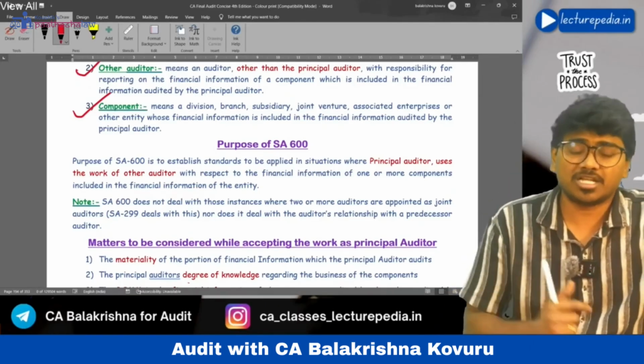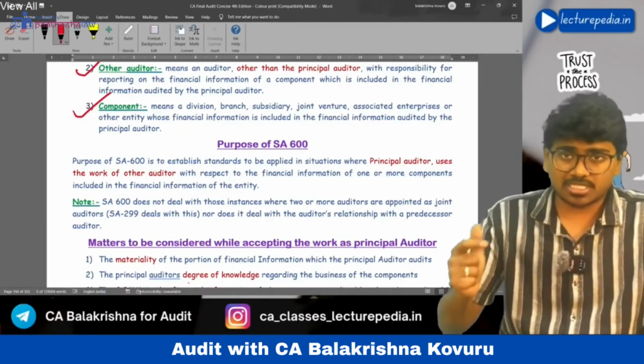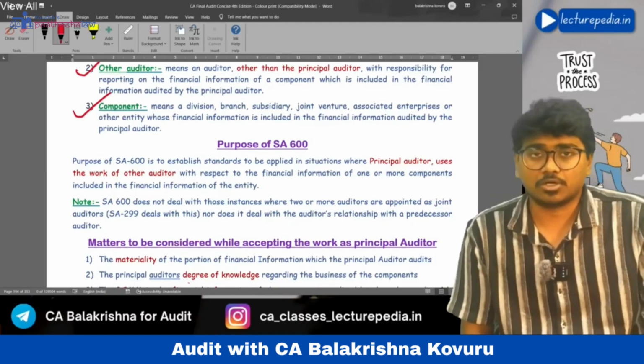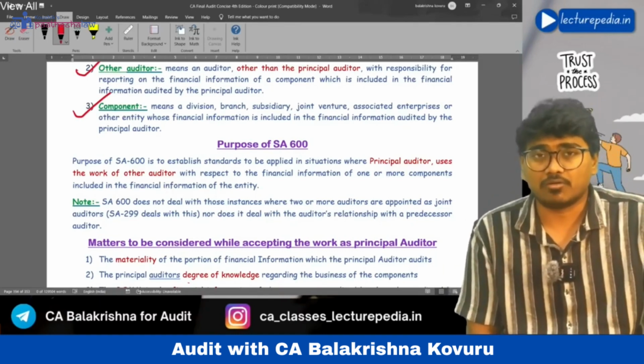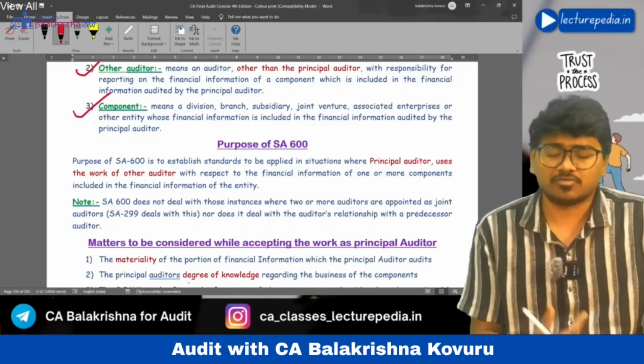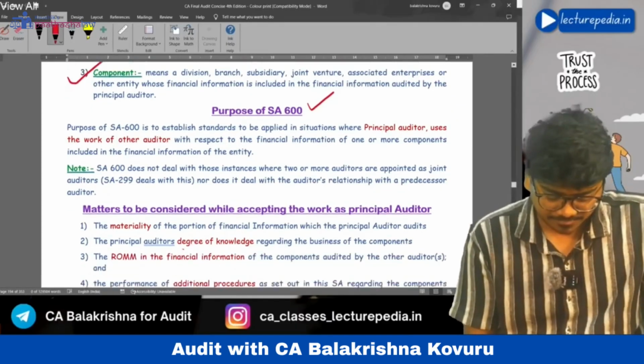How there should be coordination between principal auditor and other auditor, and what communications have to be there between principal auditor and other auditor, and what should be considered by the principal auditor when he decides to use the work of other auditor. With respect to all these aspects, SA 600 will establish standards.